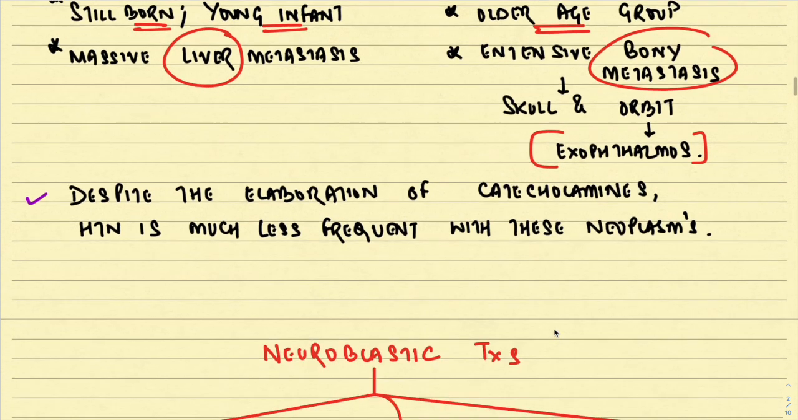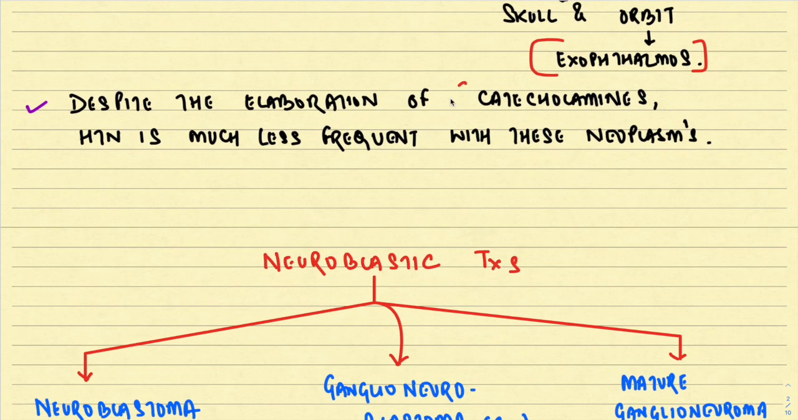Now, despite these tumors elaborating catecholamines, hypertension is less frequent with these neoplasms if you compare it with pheochromocytoma. This is again a very important MCQ.